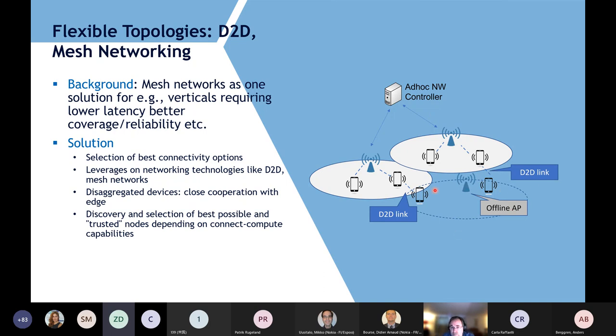Also then, if the devices are not having normal coverage, for example, this access point is not online, you still try to find these devices that are out of coverage by multi-hop and trying new connections via different access points. So this work is about finding the best connectivity options, probably looking at D2D, but maybe other mesh networks. And it's a lot about discovery and selection procedure, but also looking into the trust issue and so on.